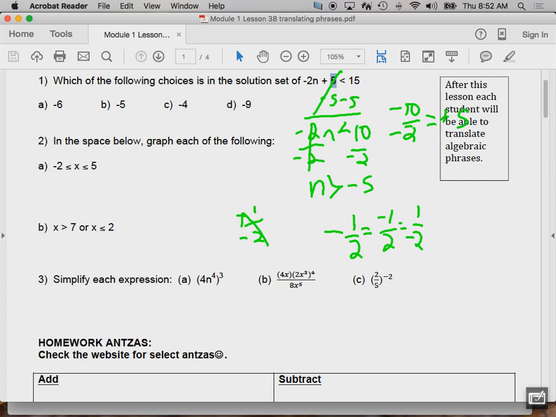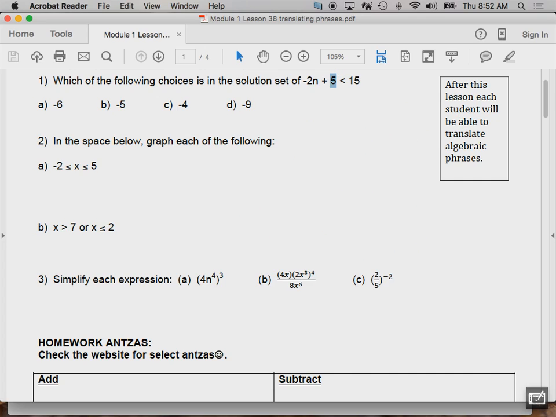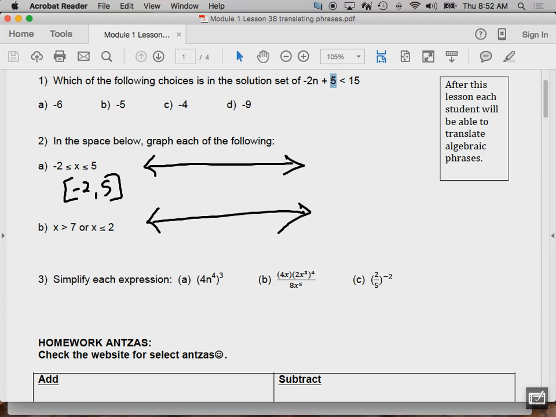Now, let's take a look at the next one. In the space below, graph each one of these. And this is kind of a review of, well, actually, these are a little tougher than you do in 7th grade, I think. This is a bounded interval. It's like this. Right? Everybody agree? Little bracket notation.